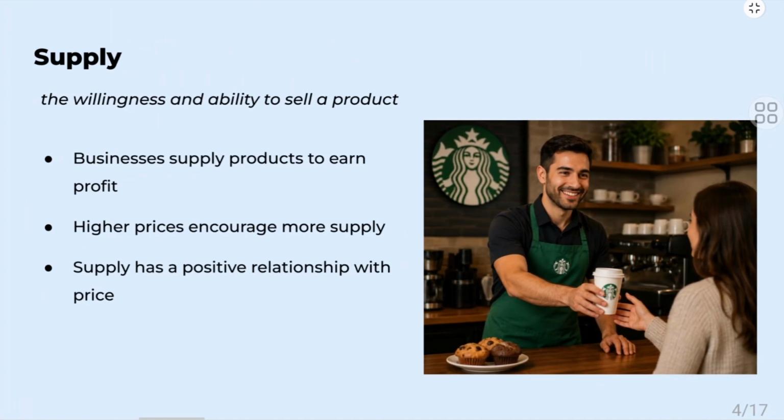What is supply? Supply refers to the willingness and ability of producers to sell a product. Businesses supply goods and services because they want to earn profit. Usually, when the price of a product rises, firms become more willing to supply more because they can earn higher profits. This means supply has a positive relationship with price. For example, if the price of coffee rises, coffee shops and coffee farmers may try to supply more coffee to the market because they can make more money.